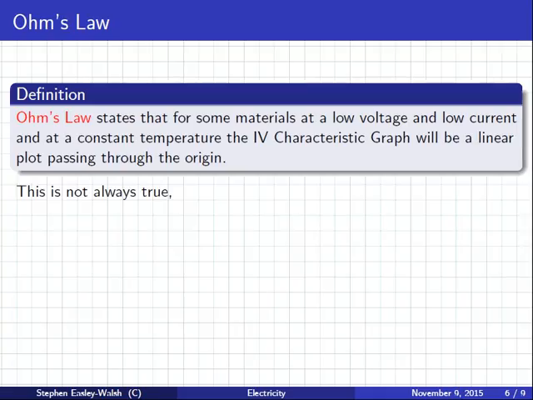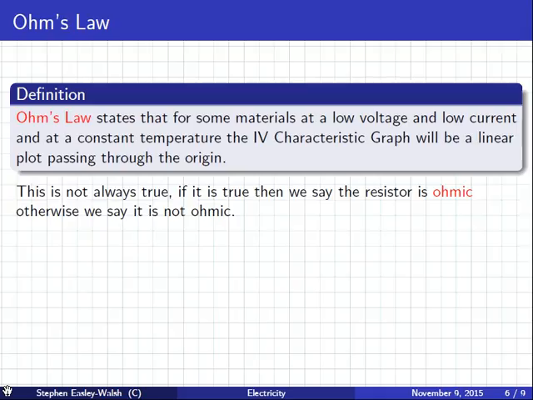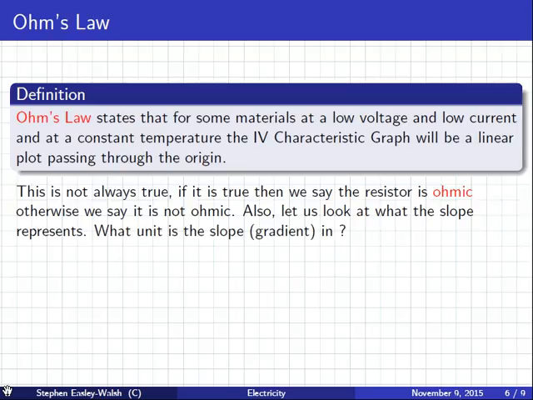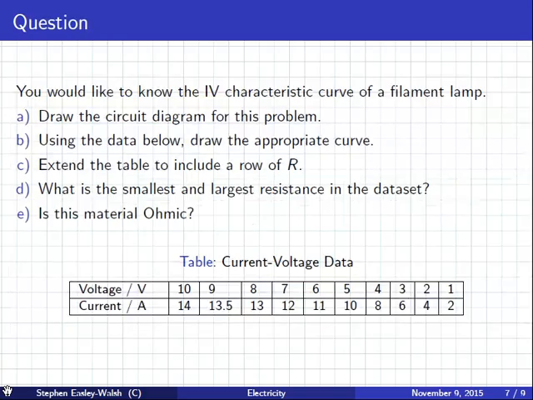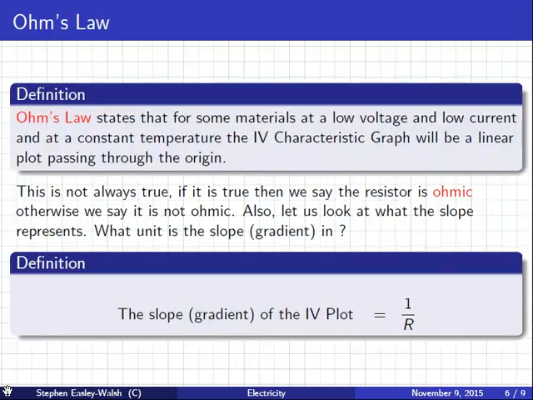This is not always true. Stupid Ohm, made a law that doesn't obey. If it is true, we say the resistor is, make Ohm's name an adjective, an Ohmic resistor. And if it's not true, we say it's a non-ohmic resistor. Okay, and let's check what the slope represents. We already know what the slope represents. The slope is 1 over R. Okay, so if you can write this down, just the definition of Ohm's law. You have this already, don't you? You can write it twice if you want.